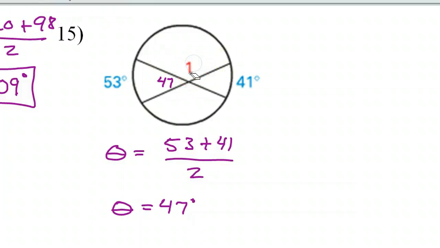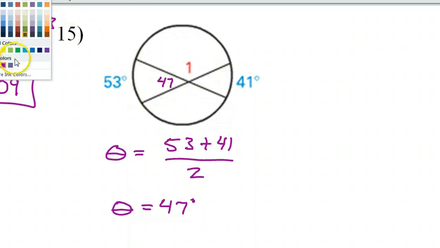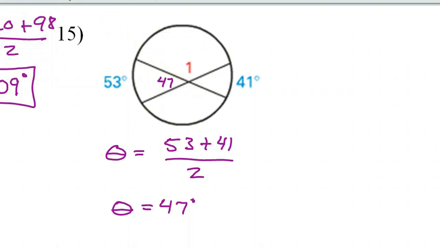Now, here's the key. Even though this is not a diameter, it is a straight line. And if you take a straight line and you split it up like this, any straight line is going to form a total of 180 degrees. It takes 180 degrees to make a straight line like this. So to find angle 1, all I really need to do is subtract 47 from 180.